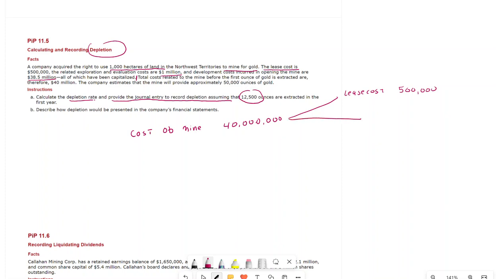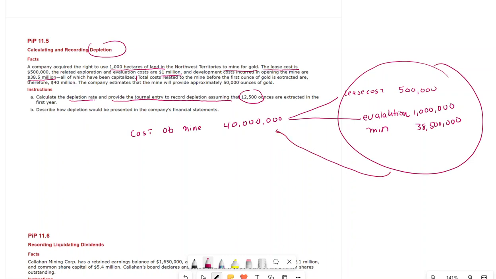And then we also have exploration and evaluation cost. So that is also capitalized when we acquire a right to use a land, so we can extract some of the gold from it. And the evaluation cost, they told us, is 1 million. And then the cost of opening the mine will be 38,500,000. So all these costs are capitalized. If they're capitalized, they will be part of my cost.